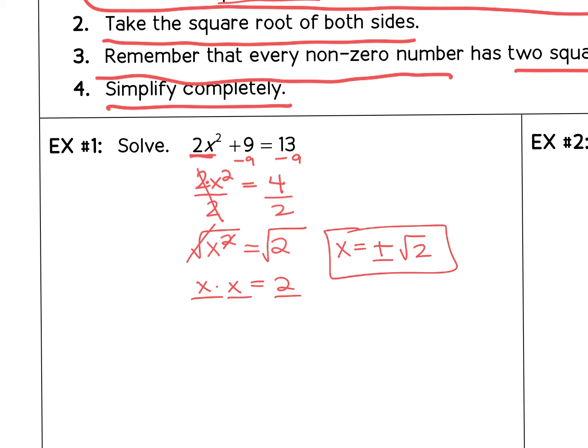So what that tells me is that square root of 2 times square root of 2 is equal to 2, excuse me, is equal to 2. And negative square root of 2 times negative square root of 2 is 2.